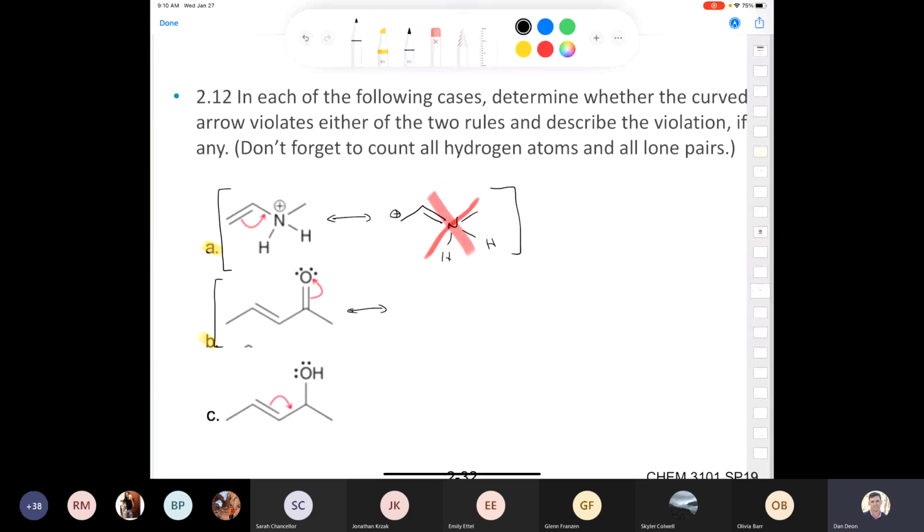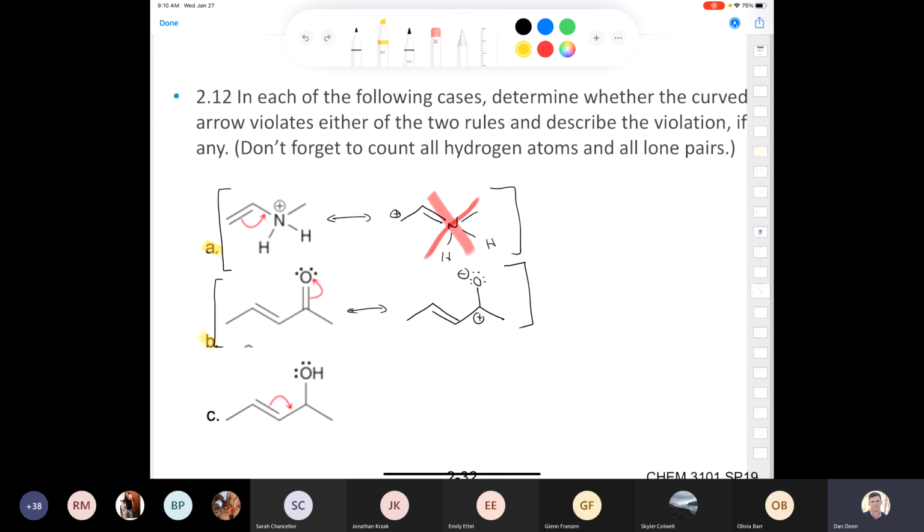Because if you draw the resonance structure, we'll draw everything that's not going to change. This pair of electrons from the pi bond is going to go up on the oxygen. So instead of having 2 lone pairs, now you have 3 lone pairs. The oxygen has a negative charge, and the carbon is going to have a positive charge, right? And if you're wondering how did you know that, we did this already today. Oxygen, when it has 3 lone pairs and one bond, it's got a negative charge. And when carbon has 3 bonds and no lone pairs, it's got a positive charge. So no violation there.